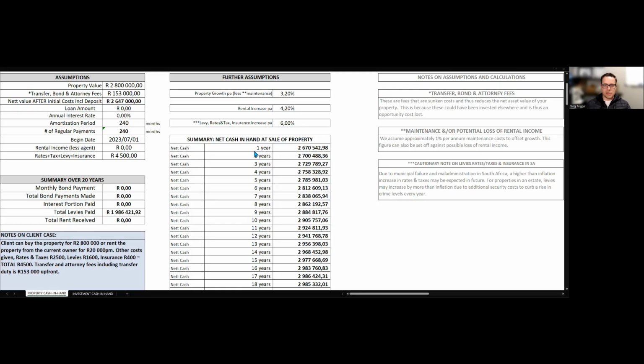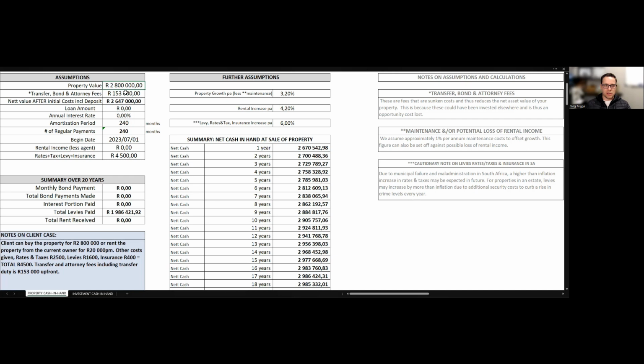I'm using the real data from the economy, property growth rates, and rates and taxes increases and rental increases according to actual statistics in the current market. So this is an actual example of a client that requested that I do this calculation. The property value in this case is a 2.8 million property.